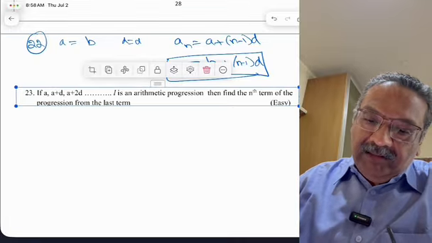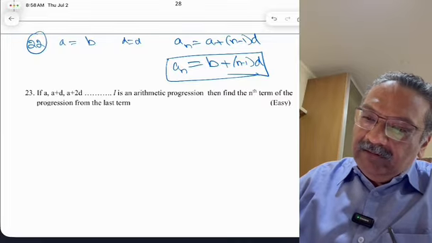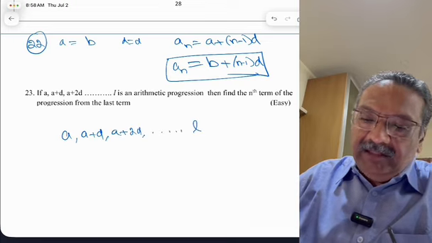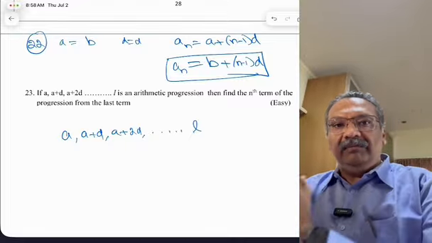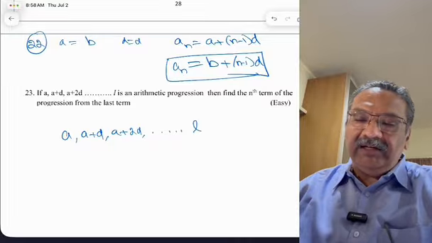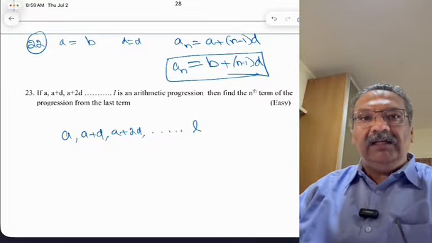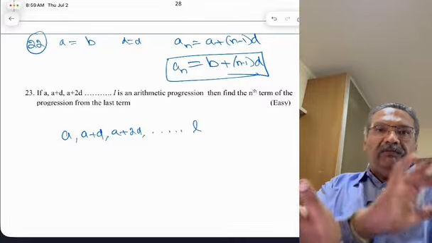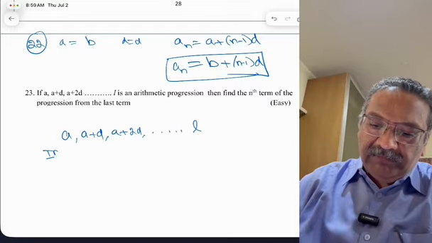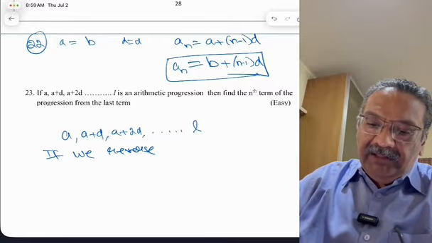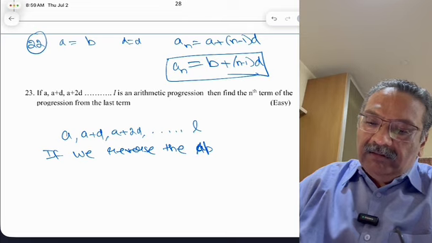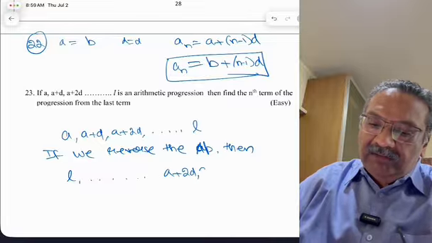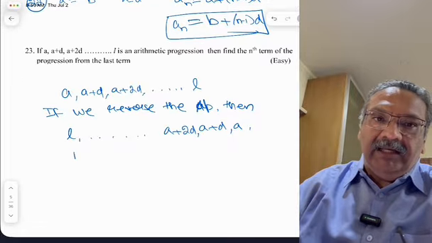Okay, see, they have given an arithmetic progression a, a plus d, a plus 2d, and so on till L. Usually we write it from left to right and find the nth term. But here what is being asked is the nth term from the end, that is, from the last we want the nth term. Then what should we do? We have to flip the arithmetic progression. Now if we reverse the AP, the new AP will be L, dot dot dot, a plus 2d, a plus d, a.